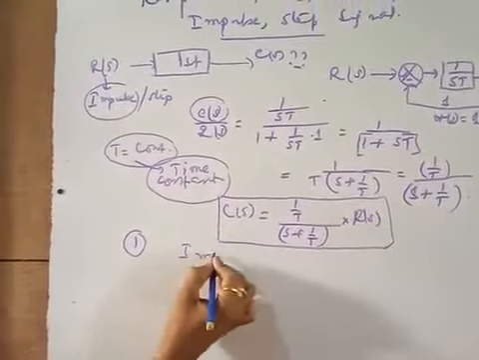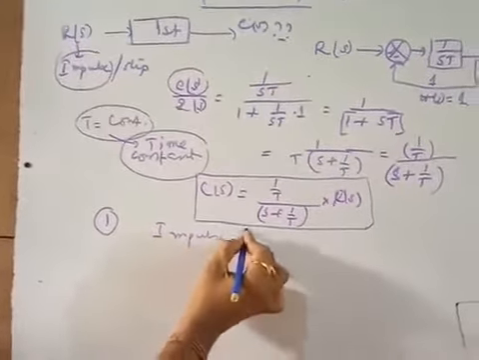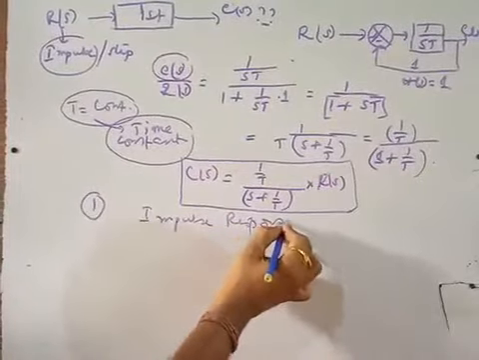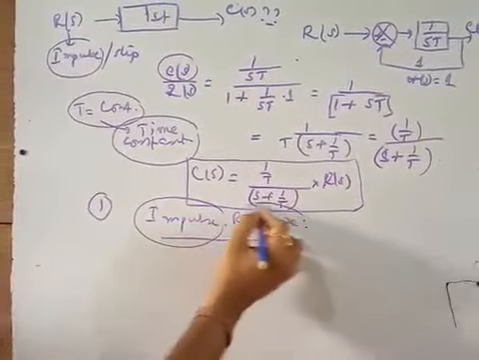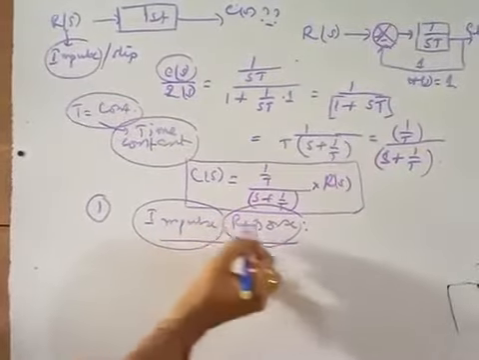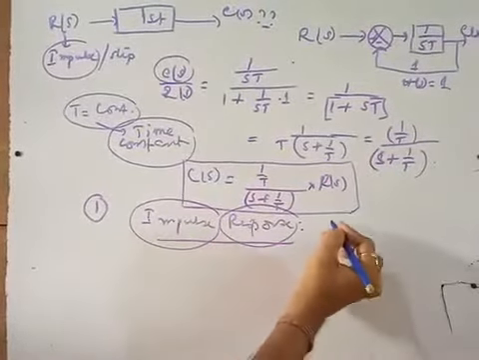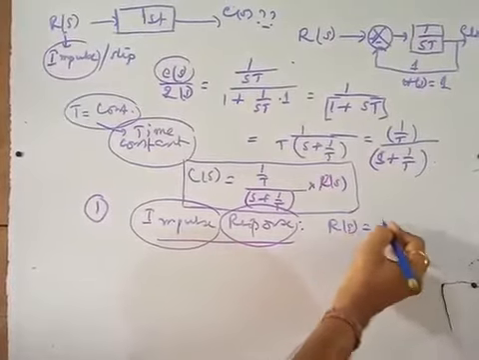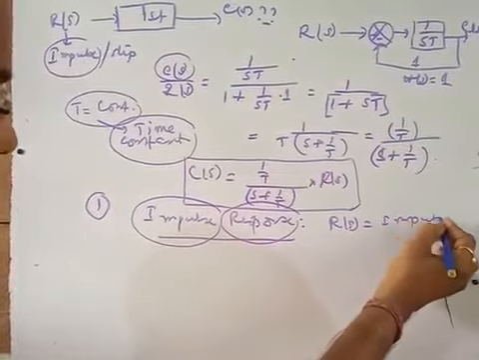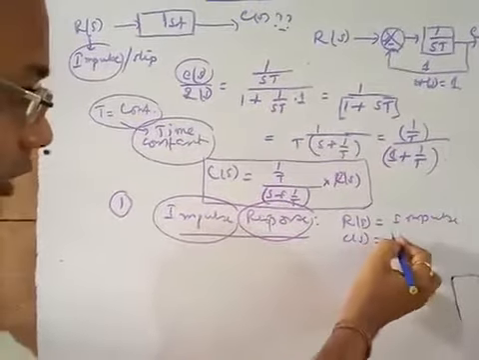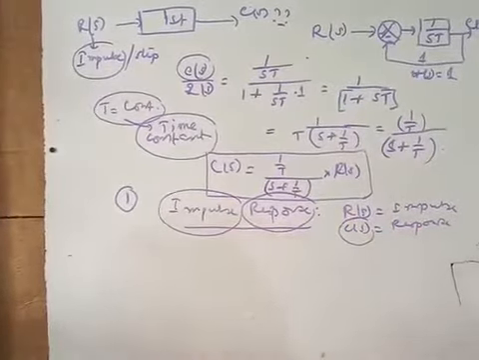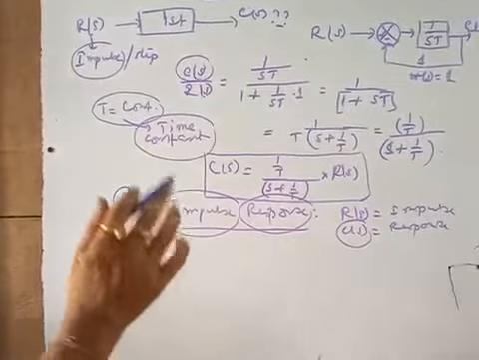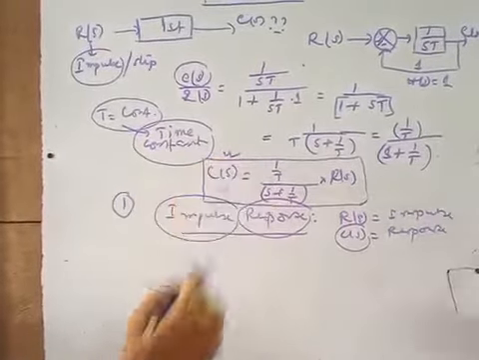Now, impulse response, what does it mean? Impulse response means if the input is impulse, this is your output, right? Impulse response. So impulse response means if R(s) is equal to impulse, then C(s) is your response. So overall, this is called the impulse response. That we can obtain from this expression, right?